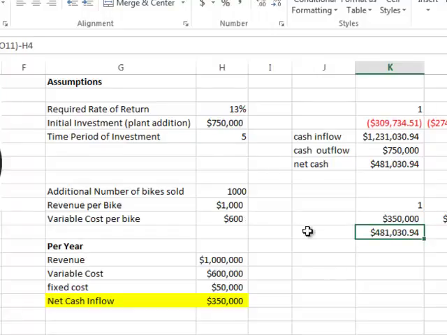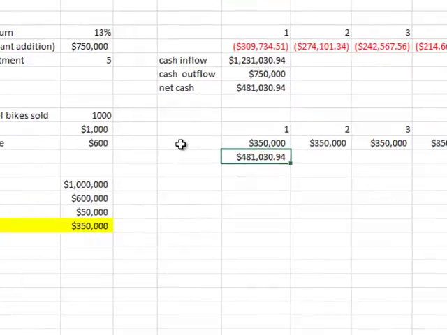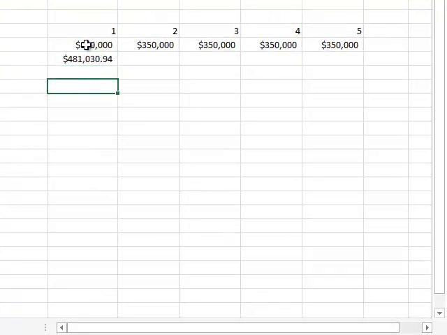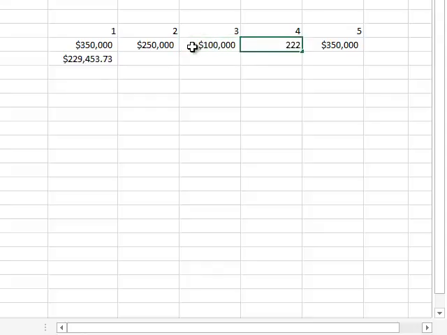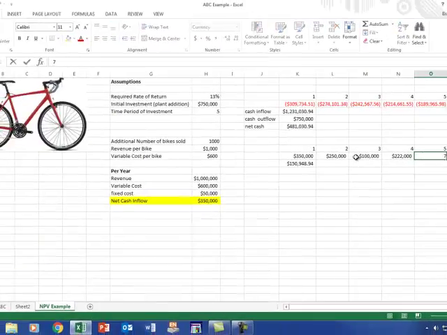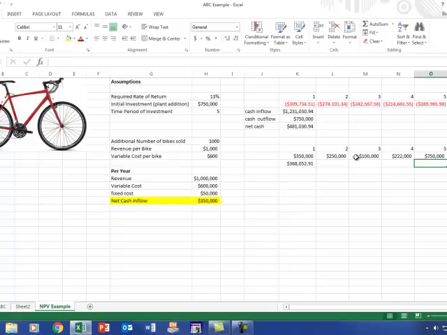Also, this is good if the cash inflows are going to be different every year. Say it's 350,000 here, but here it's only going to be 250,000. Here it might be $100,000. It might be, say, $222,000 here. And say here might only be $75,000. So in this case, it's still positive. So it's different cash flows.